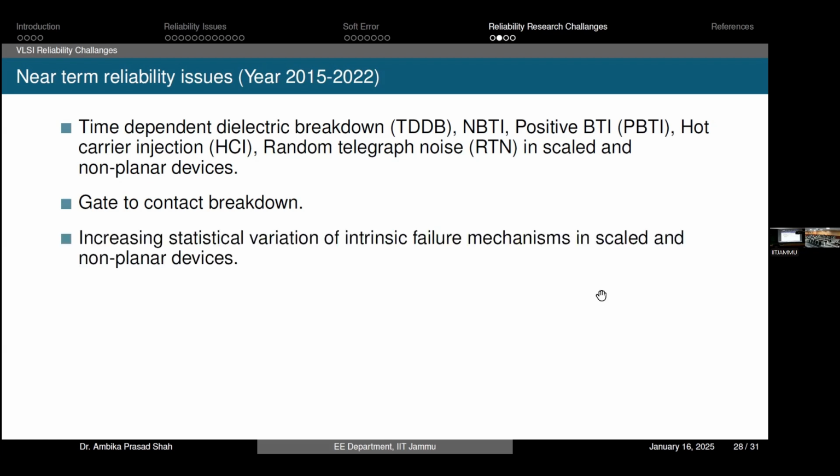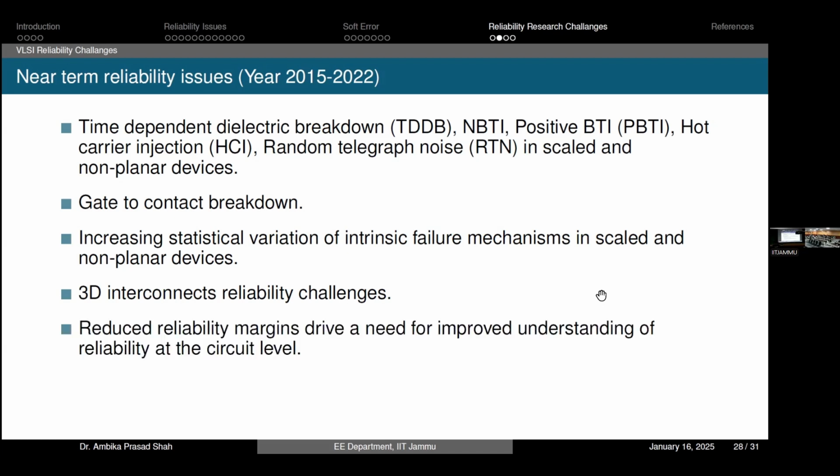The third is, of course, increasing statistical variation of intrinsic failure mechanisms in non-planar devices. I have already told you this. Then there are interconnect reliability challenges, because now we are talking about 3D IC and all those things. The reliability of those is equally important, because before we send it into the market, we definitely need to test the reliability of those things as well. So that's really very important.